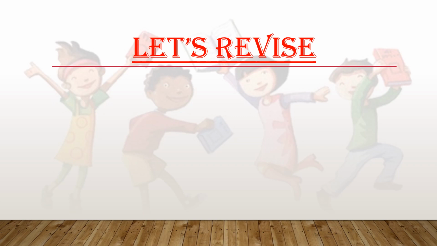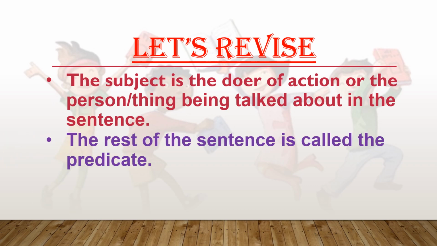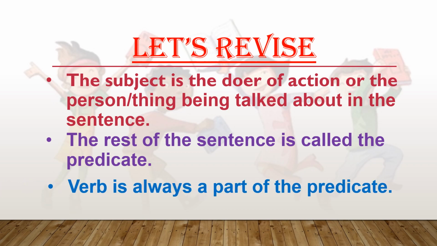Let us revise once again. What is the subject? Subject is the doer of action or the person or thing being talked about in the sentence. The rest of the sentence is called the predicate. Verb is always a part of the predicate. So now I have a sentence for you and you have to find out what is the subject and what is the predicate. Are you ready? Okay.